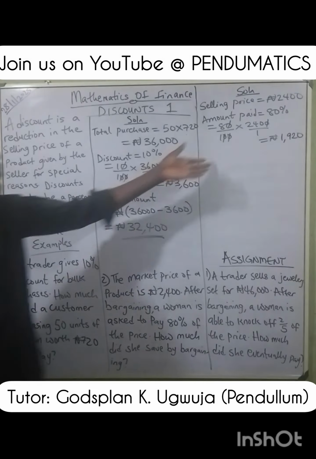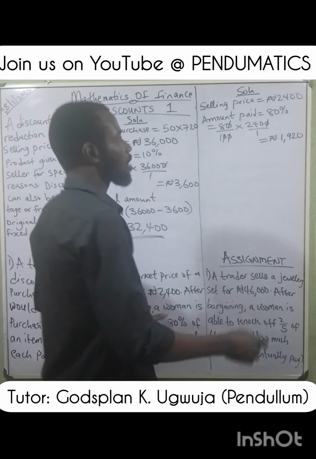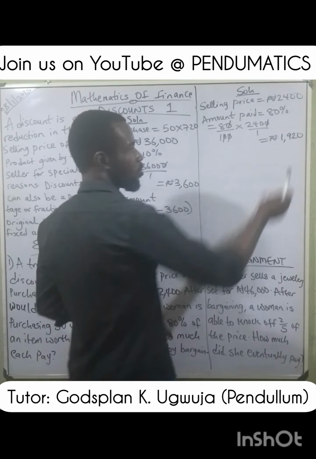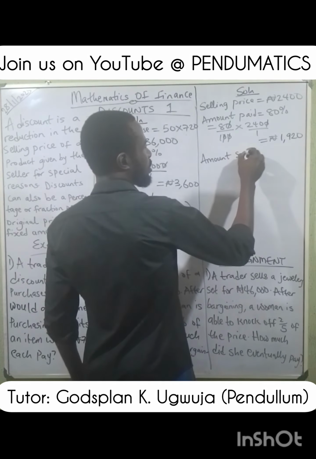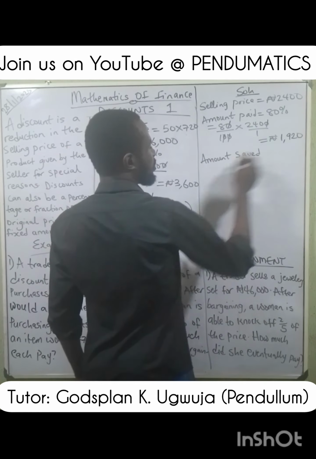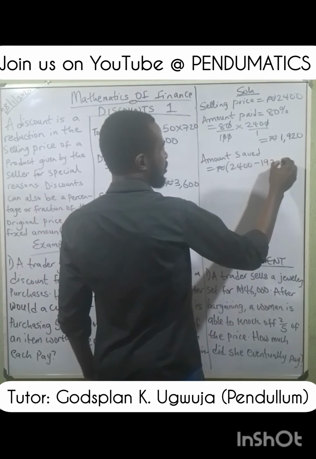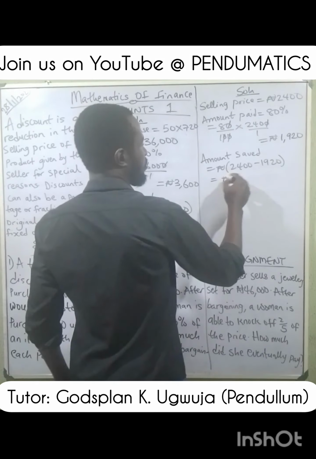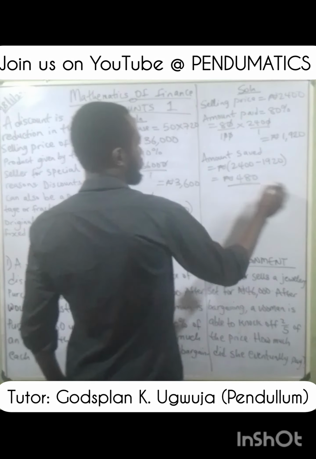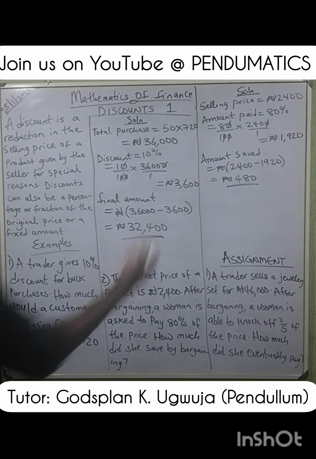All right, but the question did not ask you how much she paid, it asks you how much she saved, which is easily gotten. If we know that the total amount is 2,400, but she only paid 1,920, how much did she save? It's just subtraction. The total amount 2,400 minus the amount she eventually paid 1,920, and this should give me 480 naira. That was the amount she managed to save or knock off from the product. All right, so this is one way to solve it.